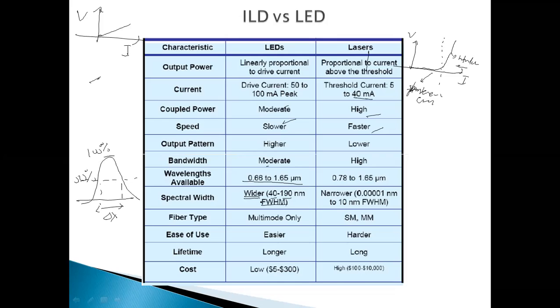So for the LED it's quite wide, 40 to 190. Whereas for the laser, it's quite narrow, up to 10 nanometers full width half maximum, so it's very small. This is similar to what we discussed in the previous slide on the spectral width of lasers, which is small compared to the LEDs.